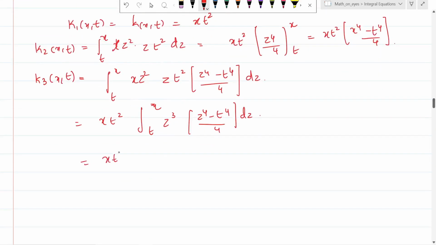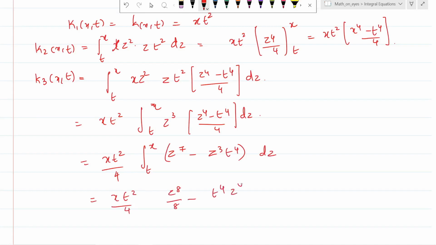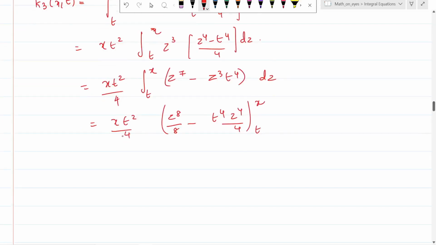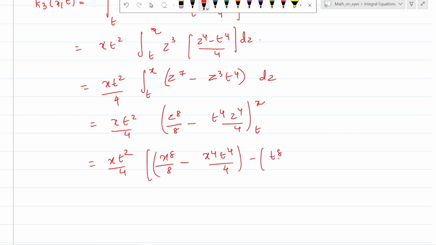This will give us x t squared integral t to x z power 7. We'll take 4 also outside, z power 7 minus z cube into t power 4 into dz. And integration of this will be x t the whole squared by 4, z power 8 divided by 8 minus t power 4 z power 4 by 4, the whole thing, lower limit is t, upper limit is x. So this will give us x t squared by 4. When you apply the upper limit, we get x power 8 divided by 8 minus x power 4 t power 4 divided by 4, minus, when you substitute t here, this will give us t power 8 by 8 minus t power 8 by 4.